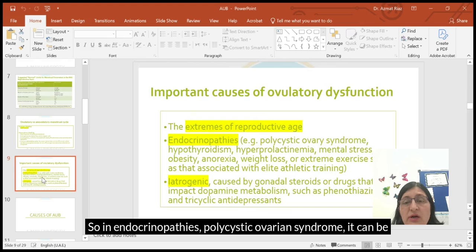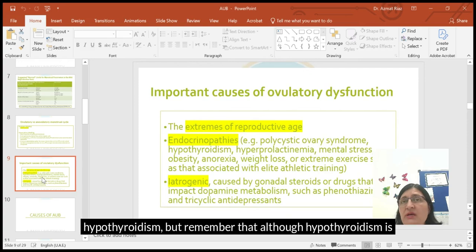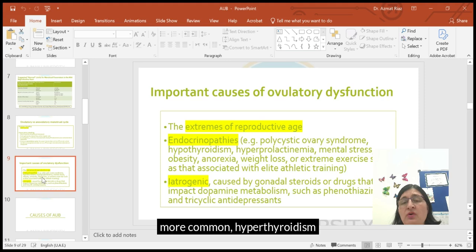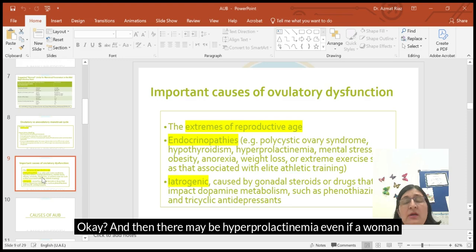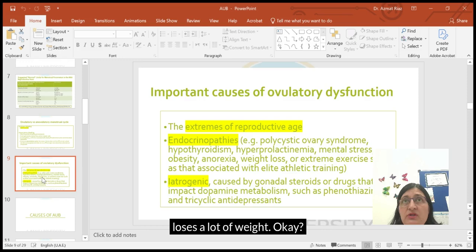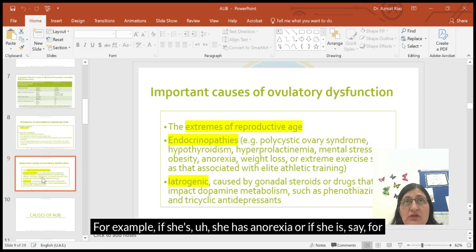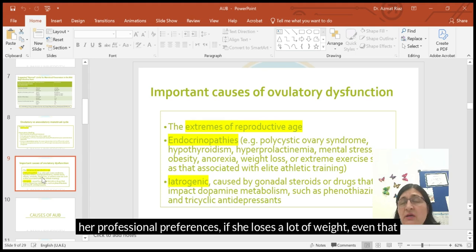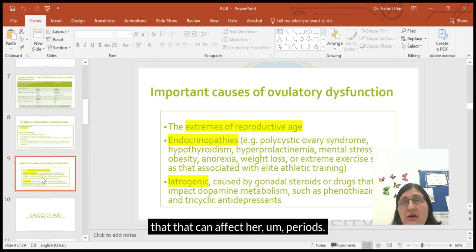Now, what are the causes, right? So in endocrinopathies, yes, polycystic ovarian syndrome, it can be hypothyroidism, but remember that although hypothyroidism is more common, hyperthyroidism can also cause ovulatory dysfunction, okay? And then there may be hyperprolactinemia, even if a woman loses a lot of weight, okay? For example, if she has anorexia, or if she is, say, an elite athlete or a ballet dancer, and because of her professional preferences she loses a lot of weight, even that can affect her periods.